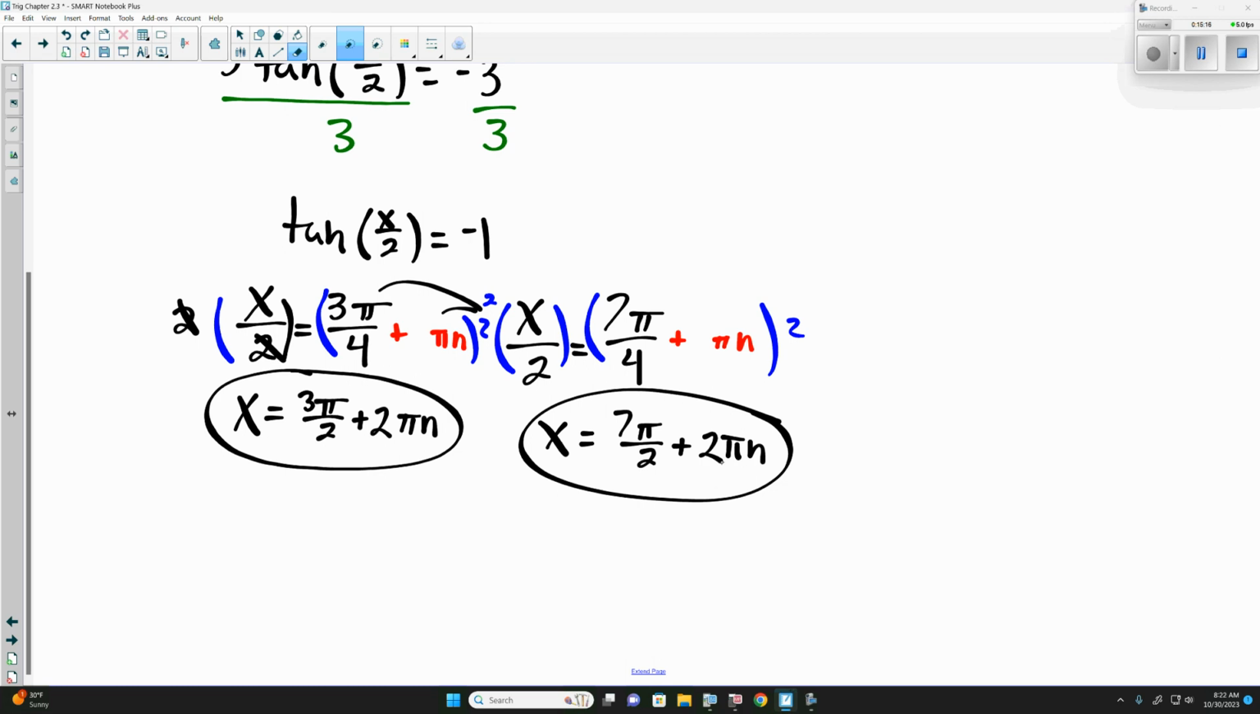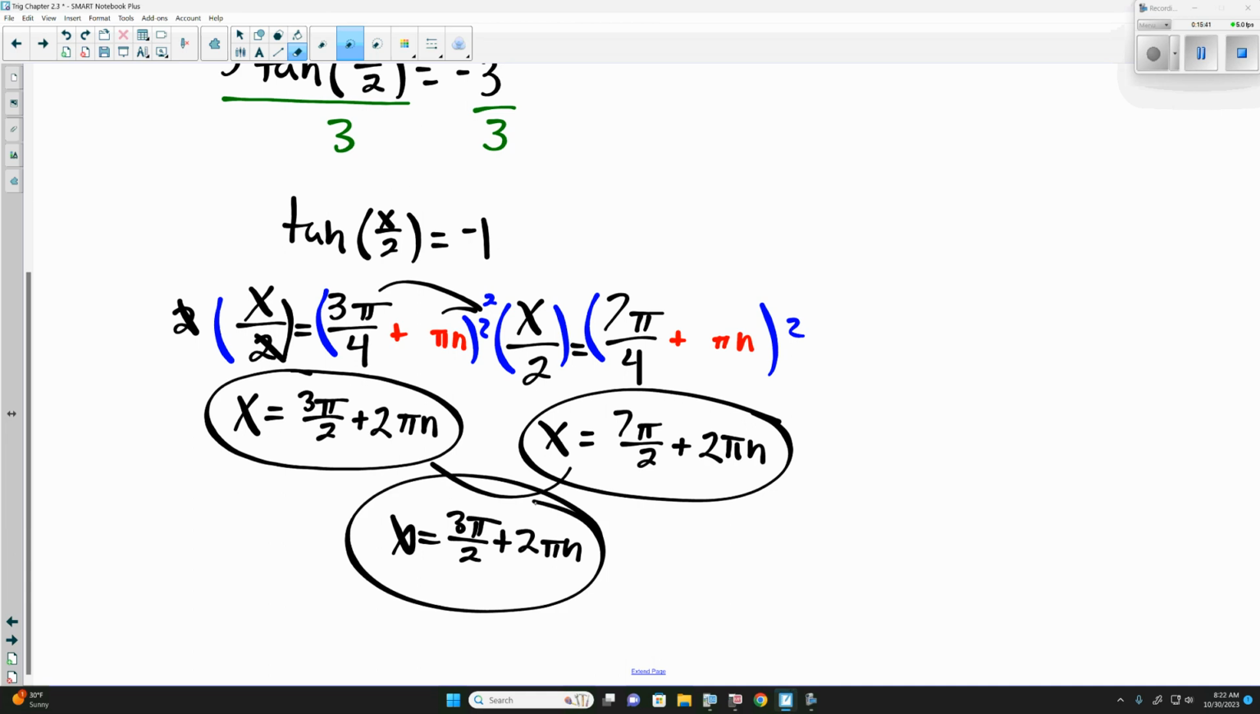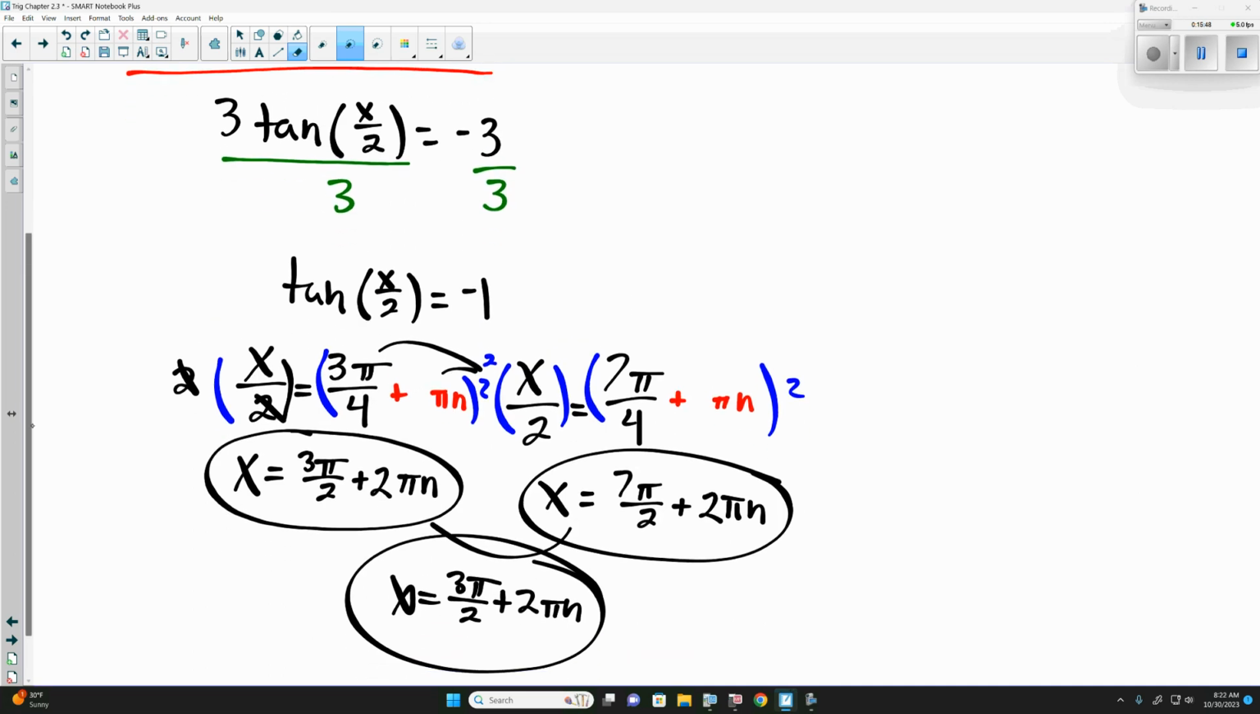3 pi over 2 plus 2 pi n is the general solution for this here. And on the interval of 0 to pi, x over 2 is 3 pi over 4, the only real solution. And I mean, these end up being the same thing. Is what we get. Does that kind of make more sense?